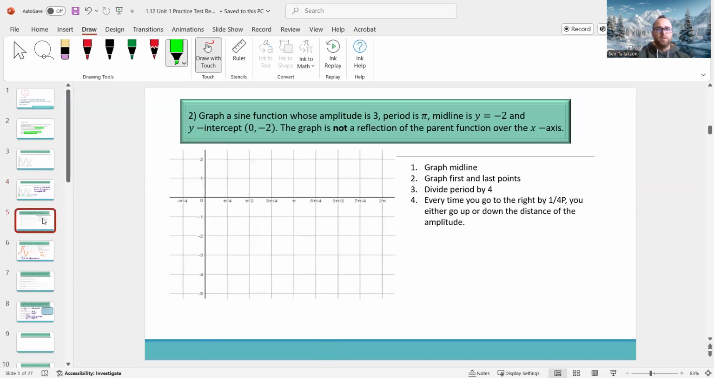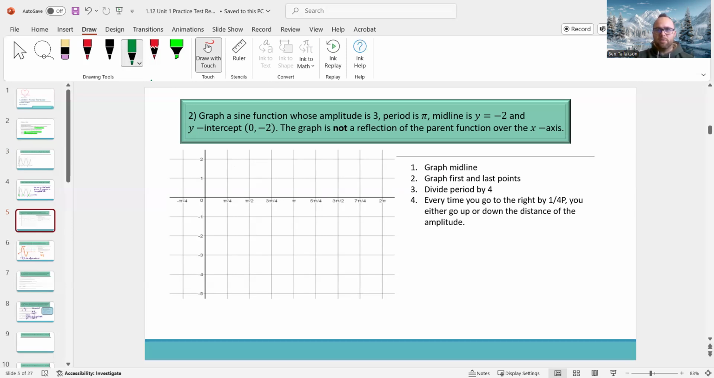Number 2. Graph a sine function whose amplitude is 3, period is pi, midline is y equals -2, and y-intercept at 0, -2. The graph is not a reflection of the parent function over the x-axis. Let's break it down piece by piece. What's the first thing we always graph? The midline. So let's do it.